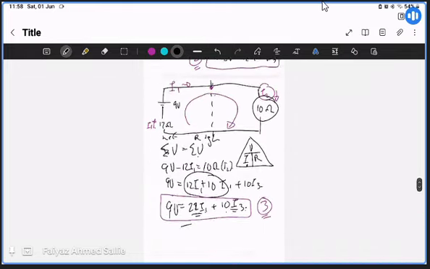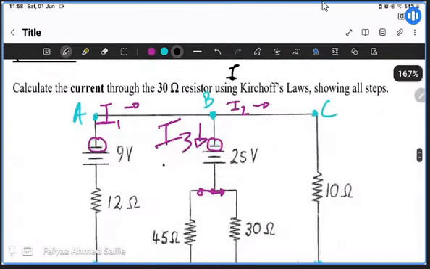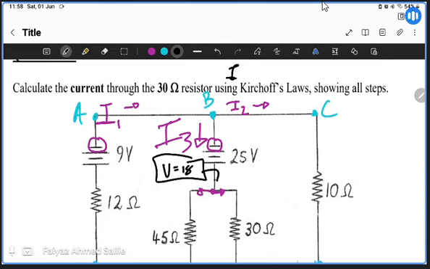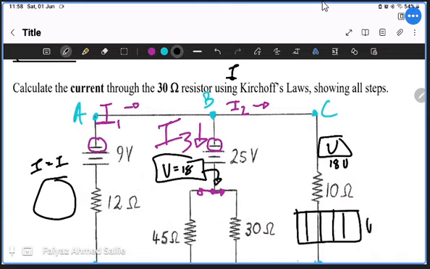So where is I3? Let's go back here. The voltage here is equal to 18 volts, because we know that in a series circuit the current is equal, and we know that in a parallel circuit the voltage is equal. So those two voltages are going to be the same.